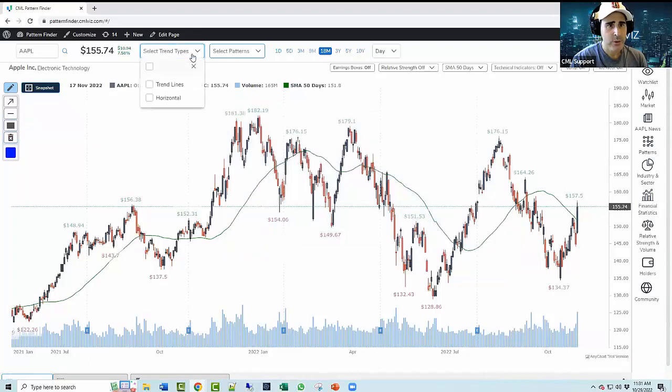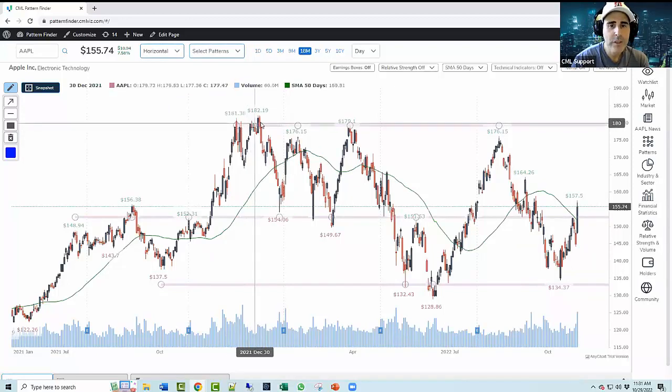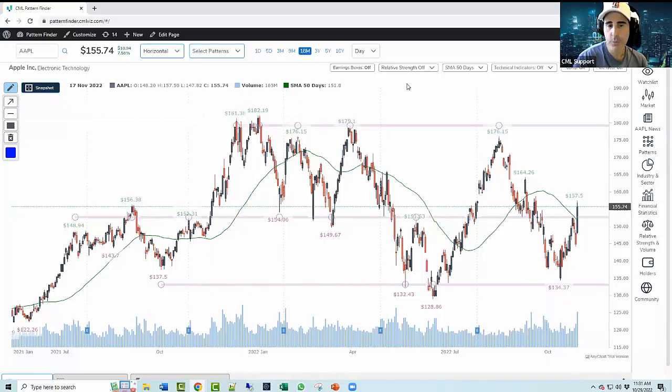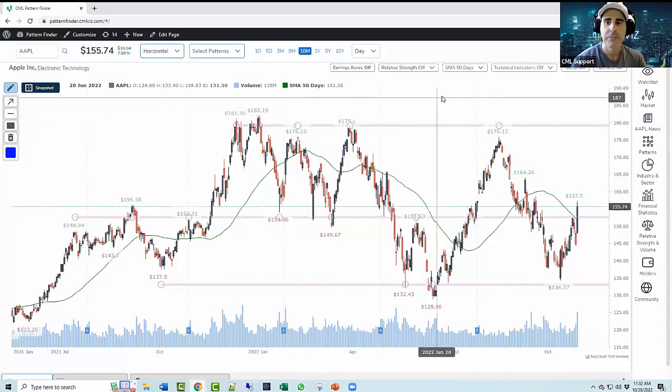So how did I get those horizontal lines? I just clicked horizontal lines, and no surprise, it's exactly where you saw them on the slide. Why are these forming? Our algorithm looks for congestion, points where the local highs and lows keep getting hit, and it starts to act as market psychology. We have a little bit of flexibility, within 3 or 4%. That's why 176 is like 181. That's kind of how the market works.